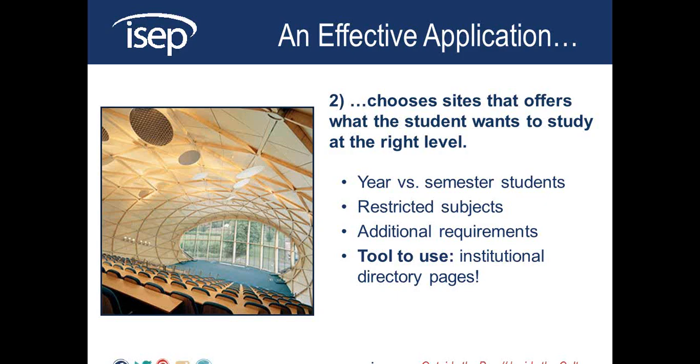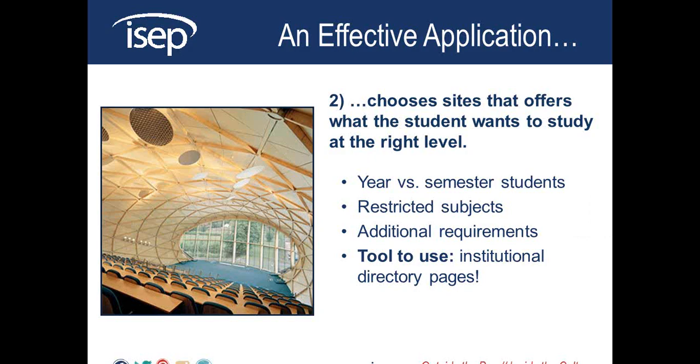If your student is studying abroad for a semester, they really need to be sure that each institution they're applying for offers semester-long classes in their field of study. In addition, certain academic fields may be restricted. Perhaps there is a limited number of seats available for exchange students in a particular field of study, in which case, just because they're accepted or they've been placed doesn't mean that they're guaranteed to study those subjects.